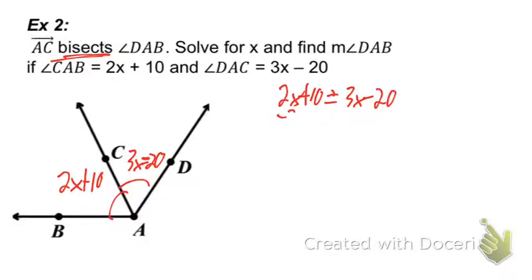There's a couple different ways you can do it. Let's subtract 2x. Let's get our x's together. 10 equals x minus 20. Now what? Add 20 and x is 30.